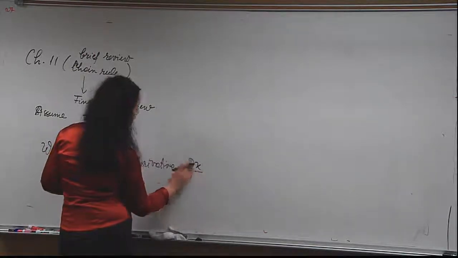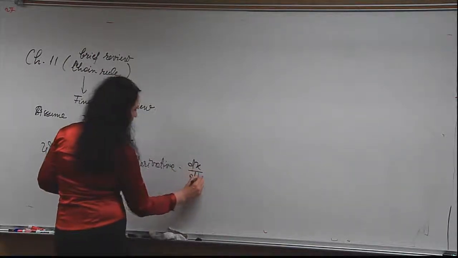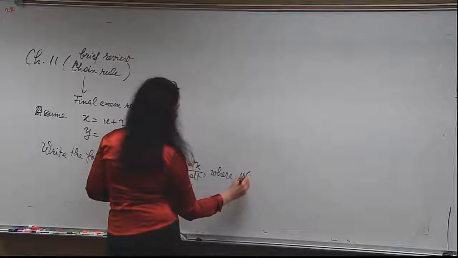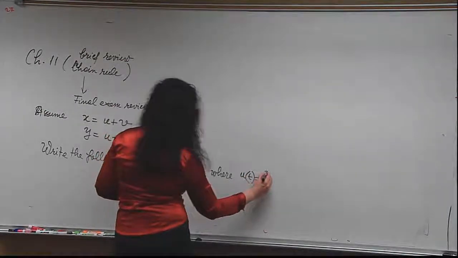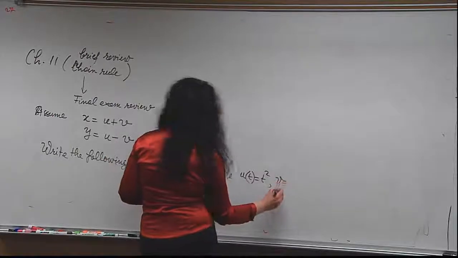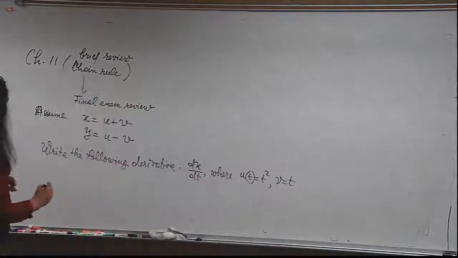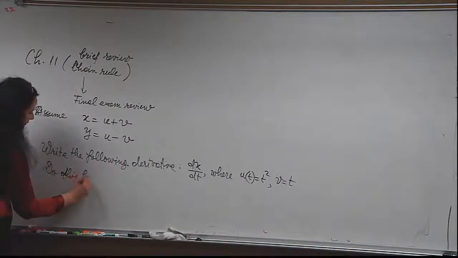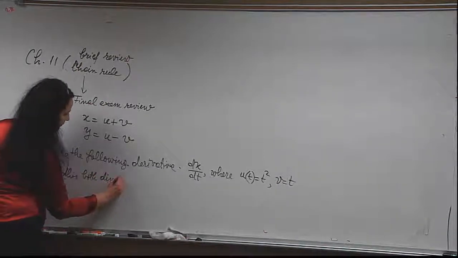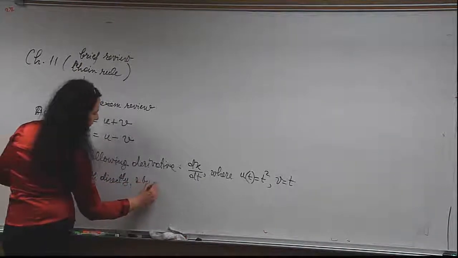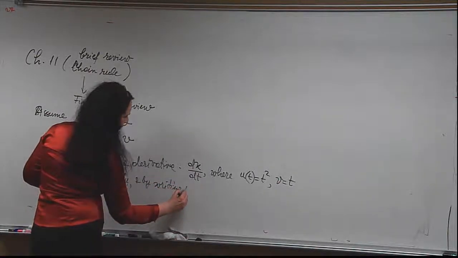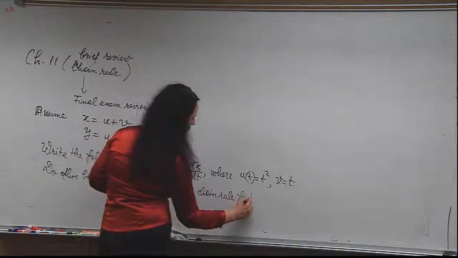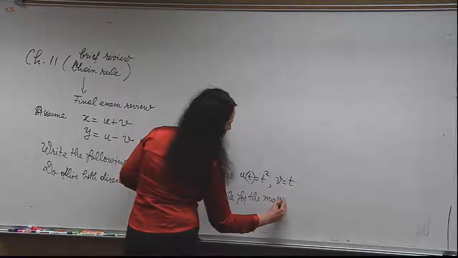dx over dt, where u of t equals t squared and v equals t. Do this both directly and by writing the chain rule for the mappings you have.